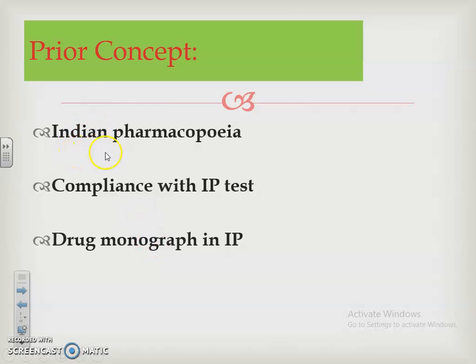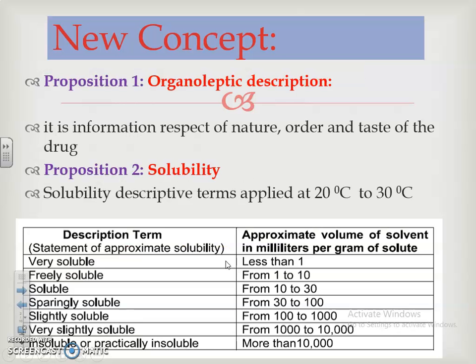Prior to this, you already discussed the Indian Pharmacopoeia, which is an official pharmacopoeia, an official book. Compliance with the IP test means whether the sample complies or does not comply after matching or comparing with the test given in IP and our observation. The drug monograph helps us provide the entire information about the drug or medicinal substances. So we can take the help of the official monograph for the test procedures to identify the given substance.